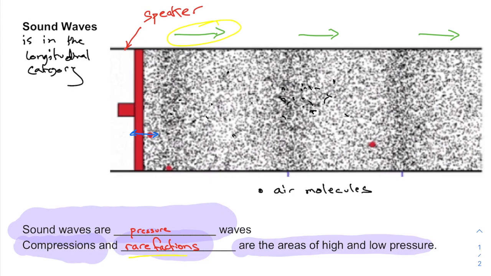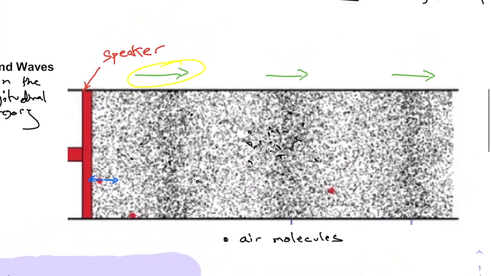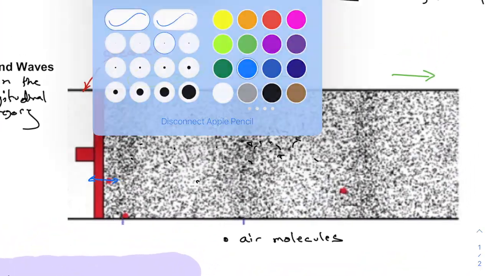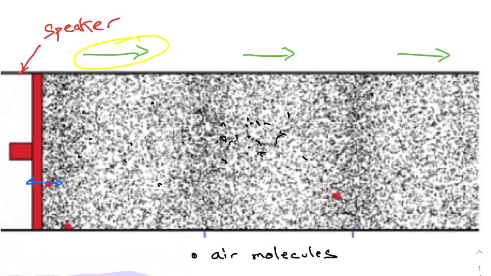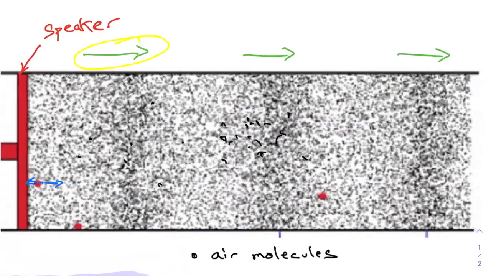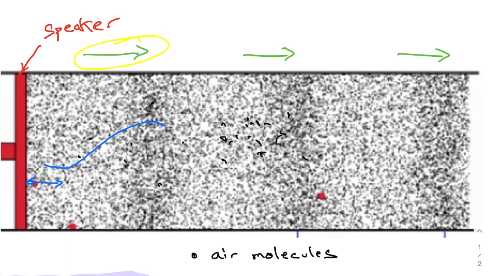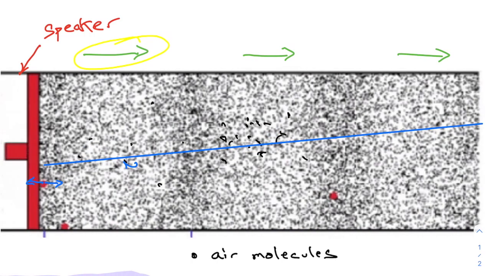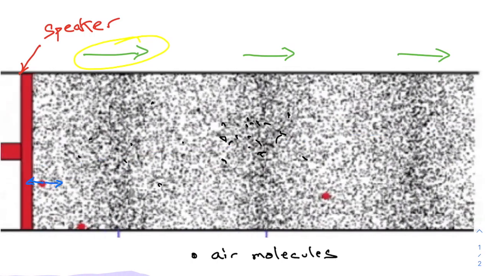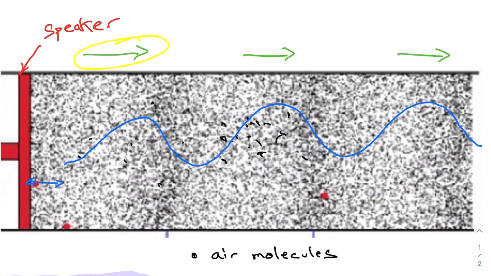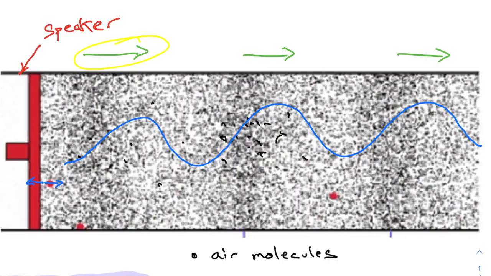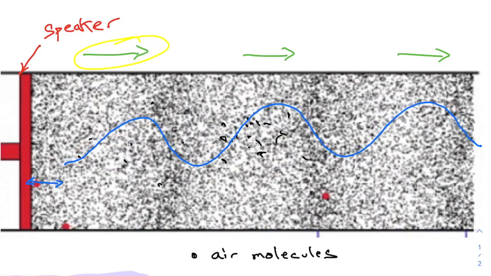If I were to draw the waveform on top of this model here, your classic waveform, I would have a crest, a trough, a crest, a trough, a crest. The crests are the areas of high pressure, and the troughs are areas of low pressure. This is an animation, so it's kind of running away from my drawing here, but you get the gist.